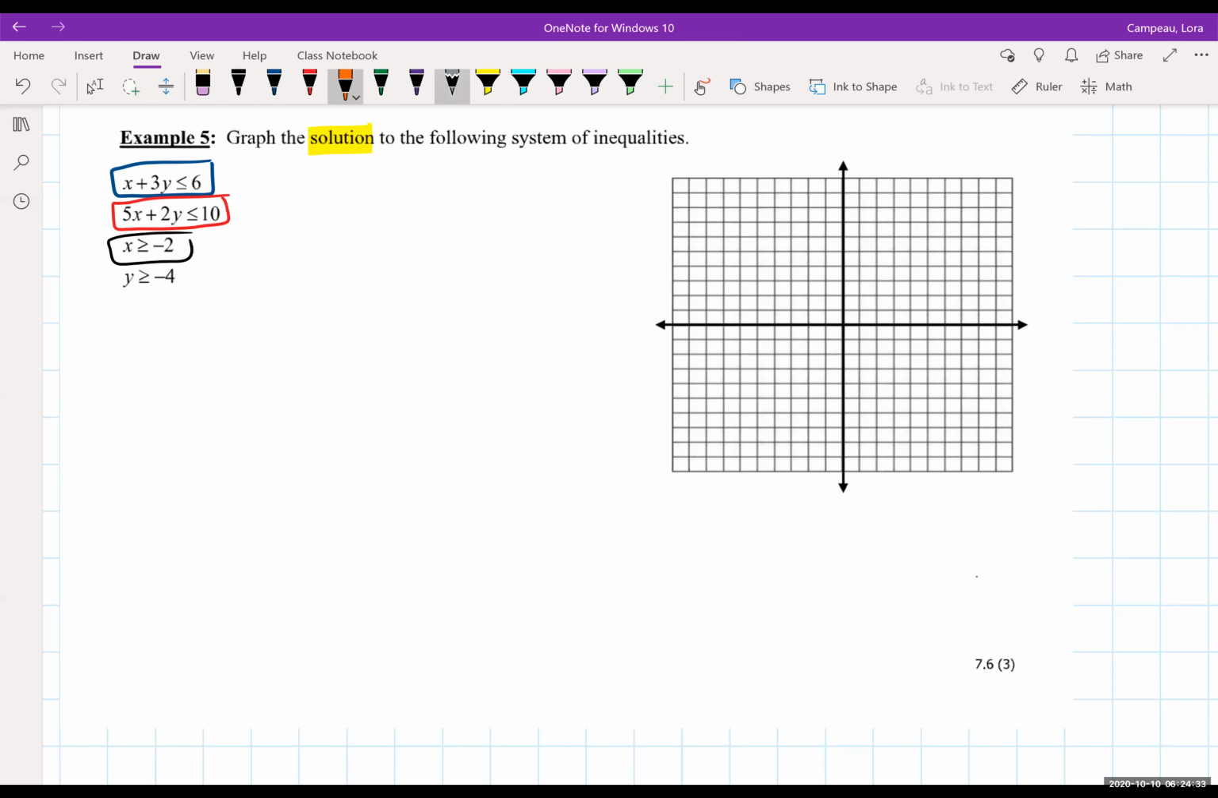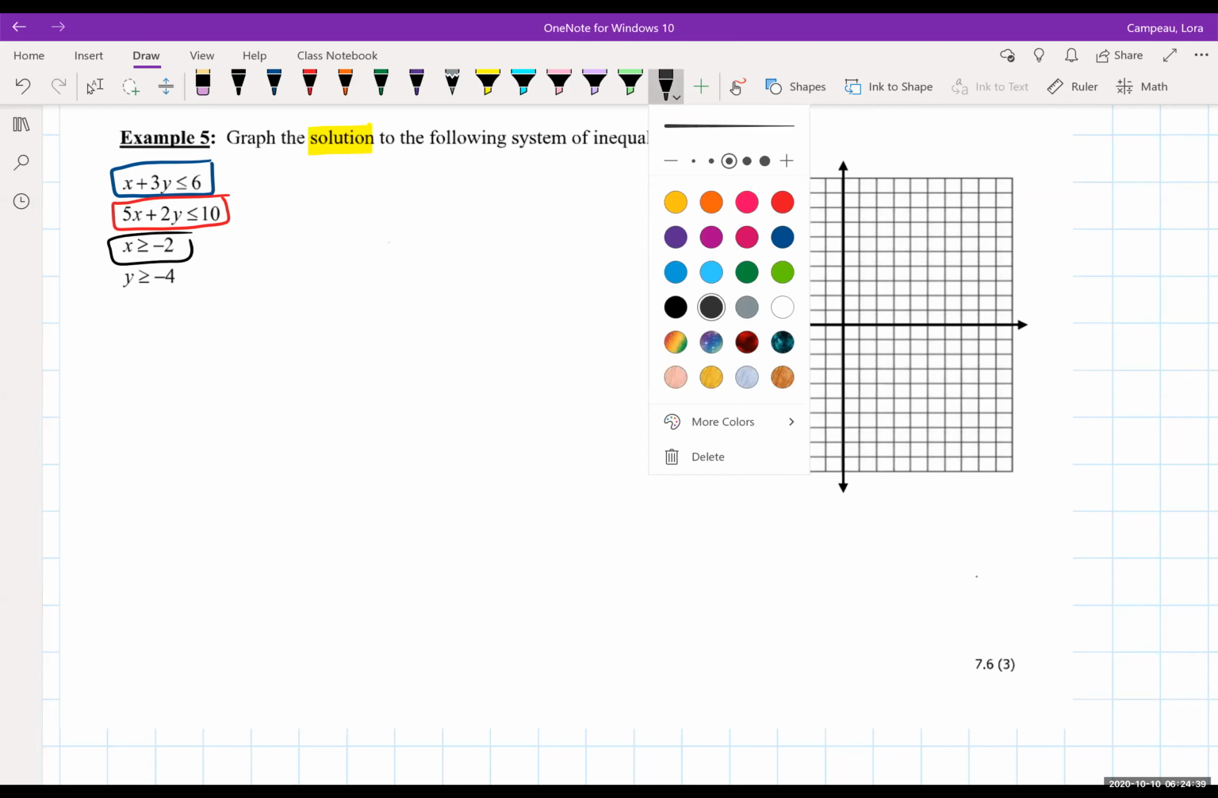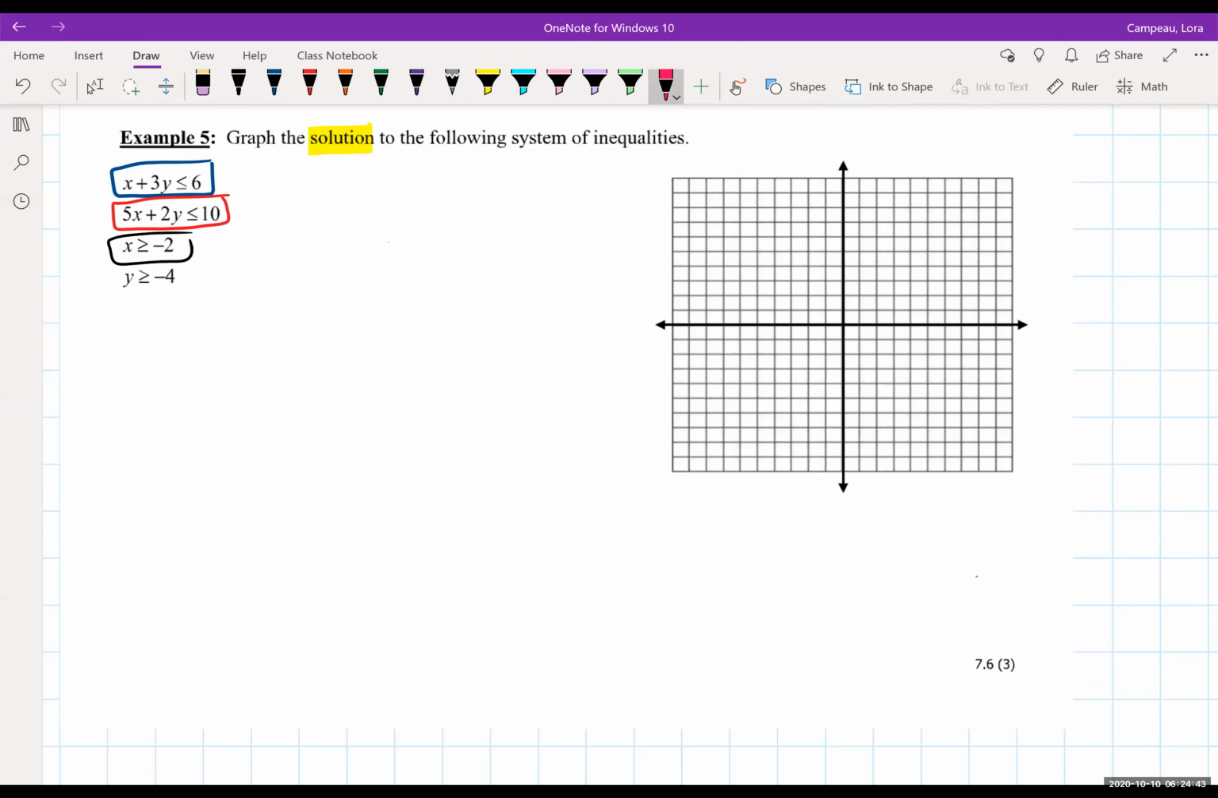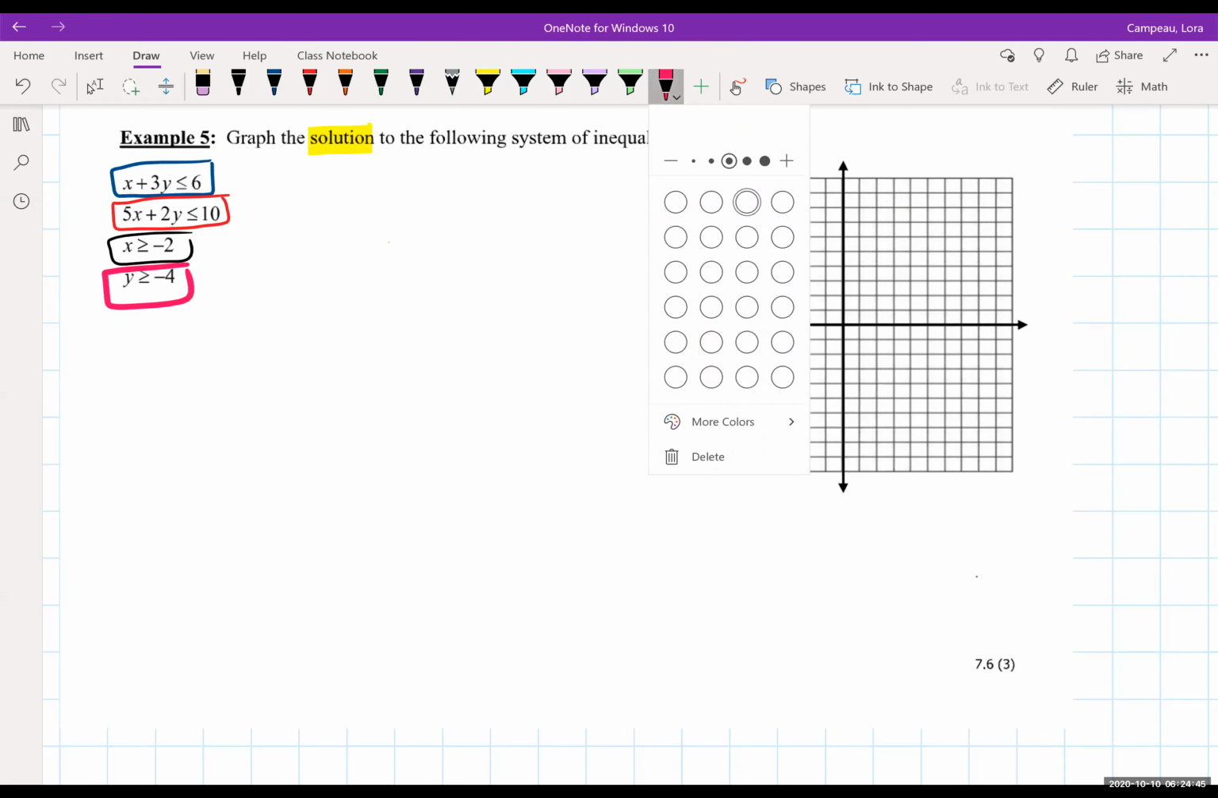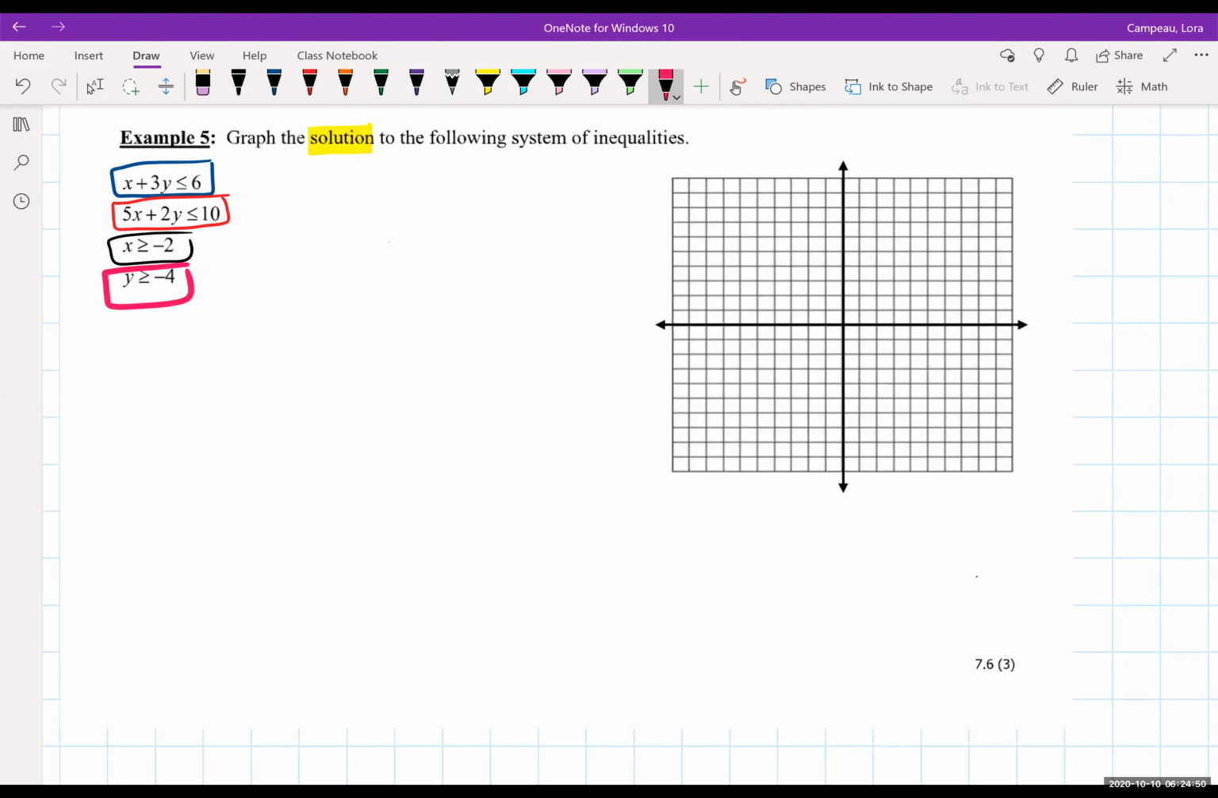I don't really have a pink marker. Let me see if I can make it consistent with the inequality. Oh, there's a magenta, I'll go with that. There we go. Let me change that, so a little bit thinner. Okay, so at least we do have some consistency with our TI.